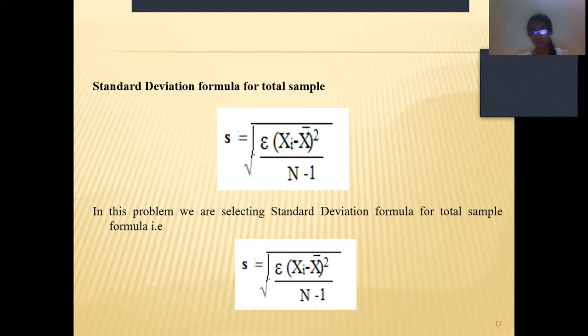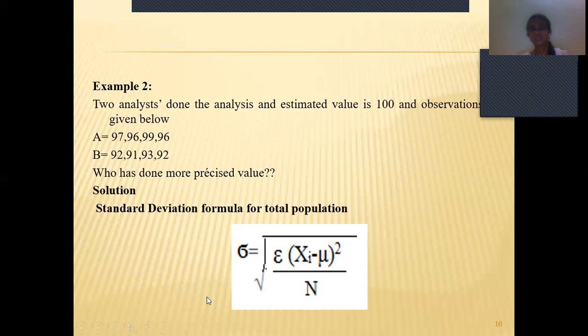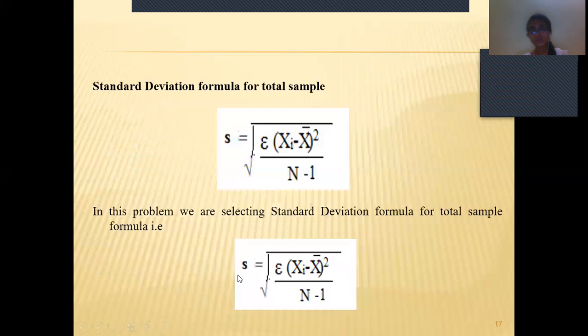So this formula is for the total. If you take the class, in the class there will be many students. In order to calculate for the total number of students in the class, we use this formula. For example, if we want to calculate only for the girls or only the boys, so only for some amount, then we have to use this formula, that is S is equal to square root of sum of (xi minus x bar) whole squared by n minus 1.